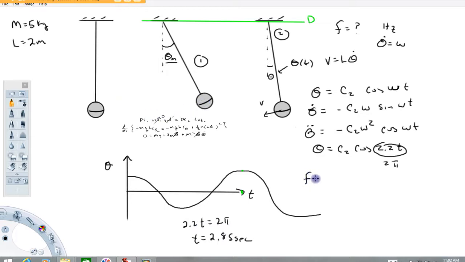And then the frequency of the system is 1 over the period, so that's going to be 1 over 2.85 seconds, which is right around 0.35 hertz.